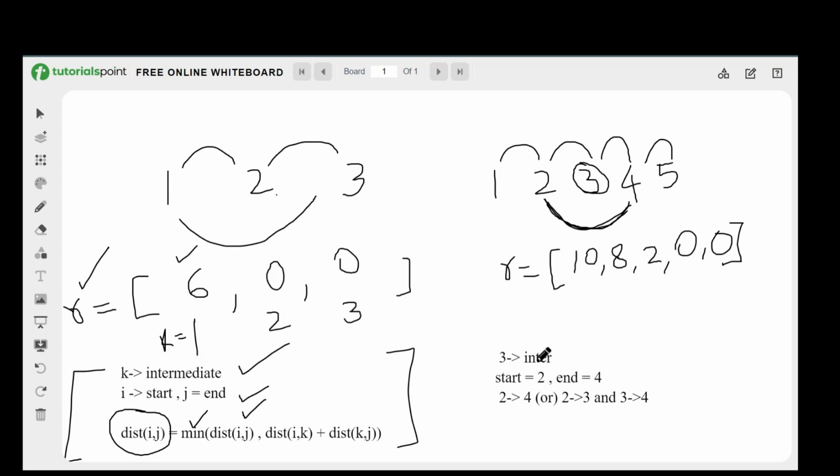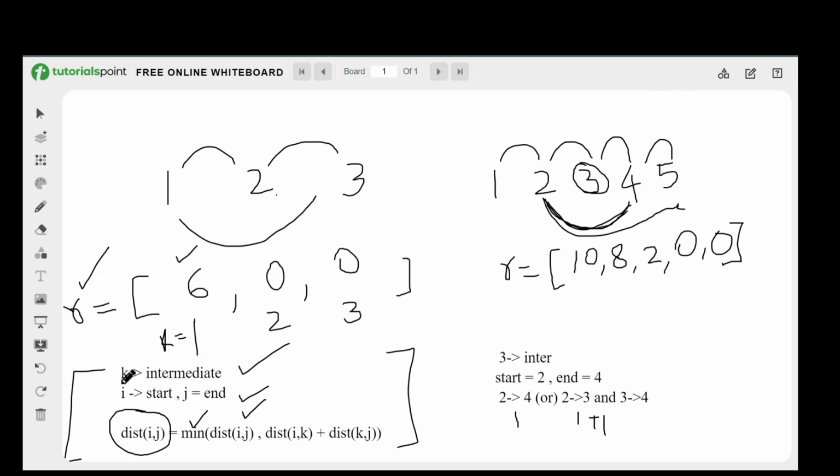For example, if start is 2 and end is 4, right? So either it is the minimum distance between 2 comma 4, or 2 comma 3 and 3 comma 4. So basically it can be either 1 or 1 plus 1, that is what we are getting. Okay, so whichever is the minimum it will consider that. Okay, so I hope you're clear with this.